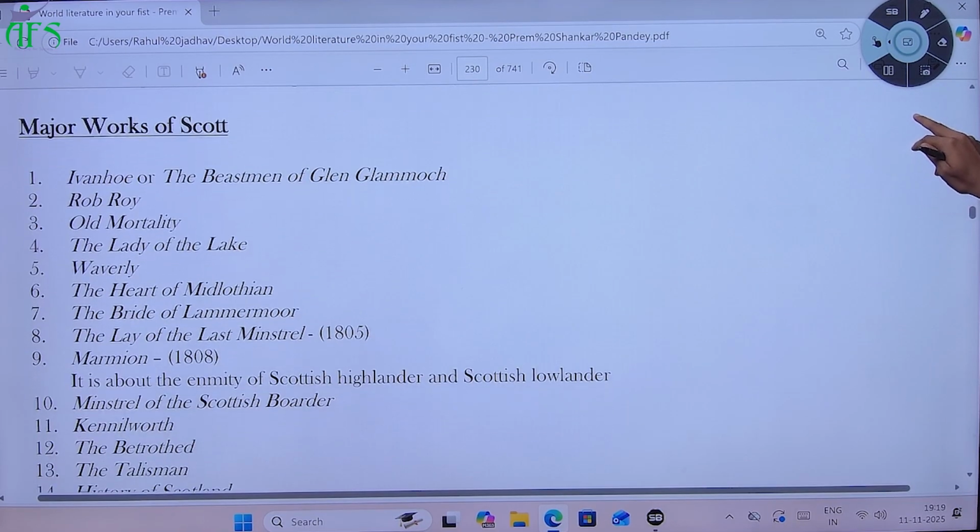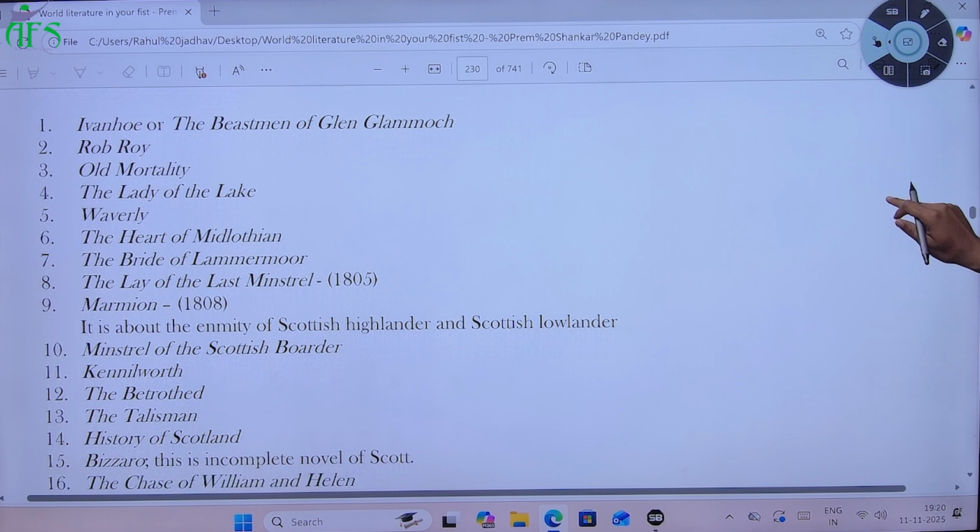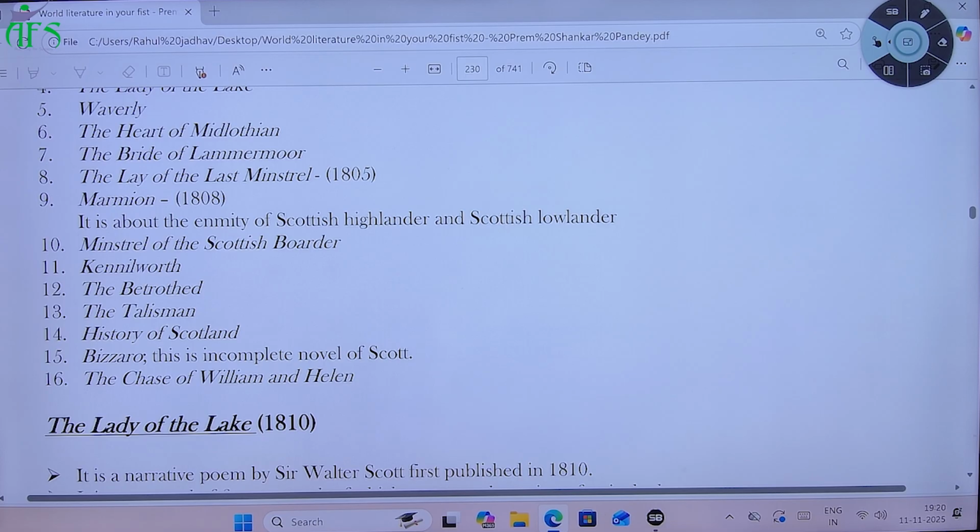His major works include, we've got a long list: Ivanhoe, Rob Roy, Old Mortality, The Lady of the Lake, Waverley, The Heart of Midlothian, The Bride of Lammermoor, The Lay of the Last Minstrel, then Marmion, which is about the enmity of Scottish Highlander and Scottish Lowlander, then Minstrelsy of the Scottish Border, then Kenilworth, then The Betrothed, then The Talisman, History of Scotland, then Bizarro, which is an incomplete novel of Walter Scott, and The Chase and William and Helen.